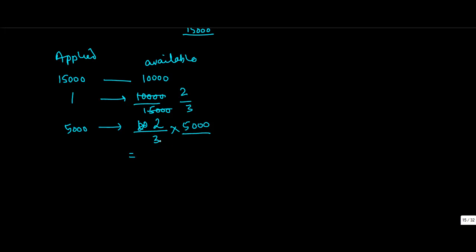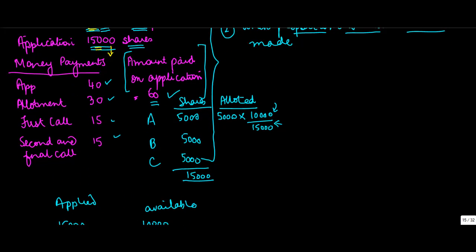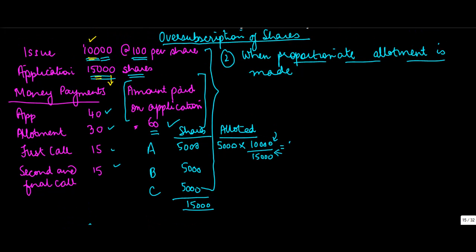Right? Which gives you 333.33. Now normally you cannot get shares in fraction, so what we will do is assume it at 3,333 for 2 and 3,334 for one of the shareholders. You can't get fractional shares. So this is the number of shares which are allotted.